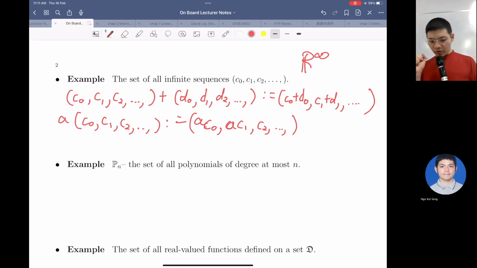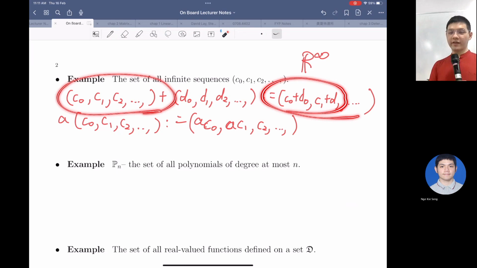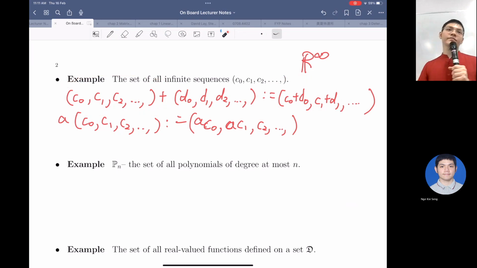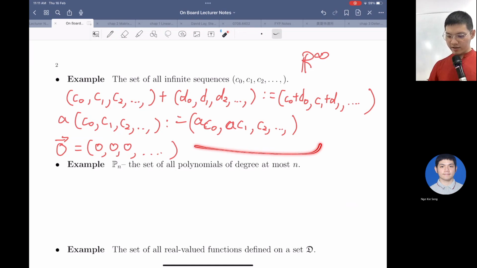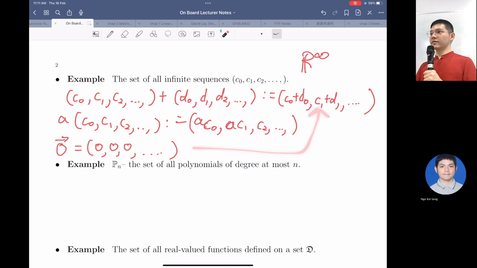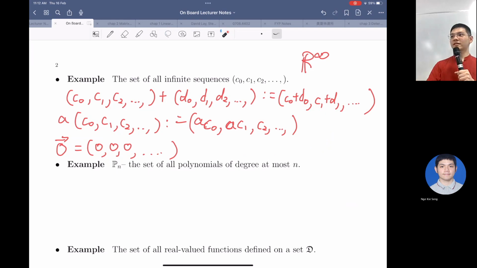So what's the zero vector in this case? What is the thing that you add to a sequence to get the sequence itself back? What's the zero vector here? All zeros. So the zero vector here should look like 0 at every spot, so that by this definition, when you add it to any sequence, you get back yourself. Make sense?